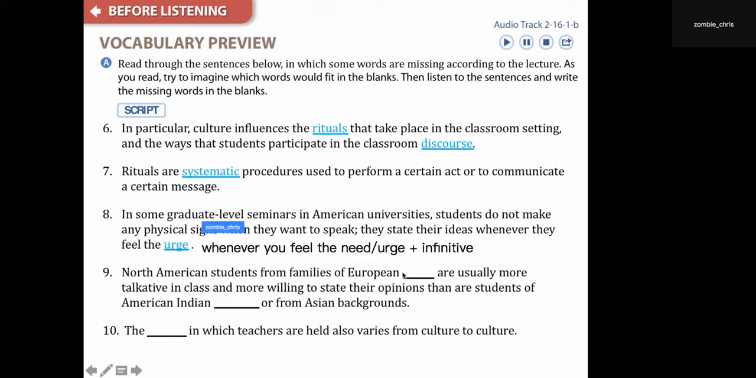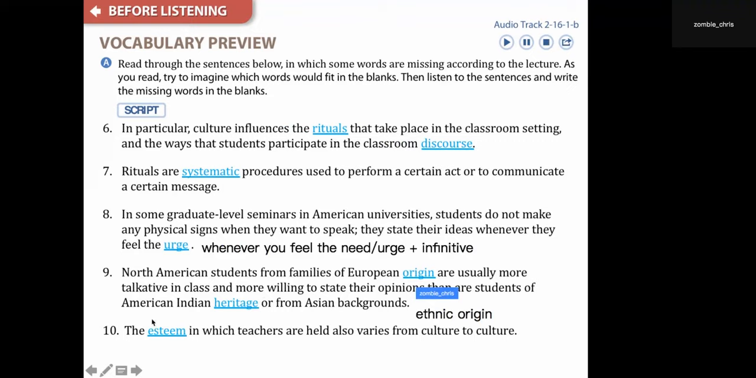Origin, heritage, and background. These are all ways of talking about ethnic origin or ethnicity. So you can have origin, heritage, or background.